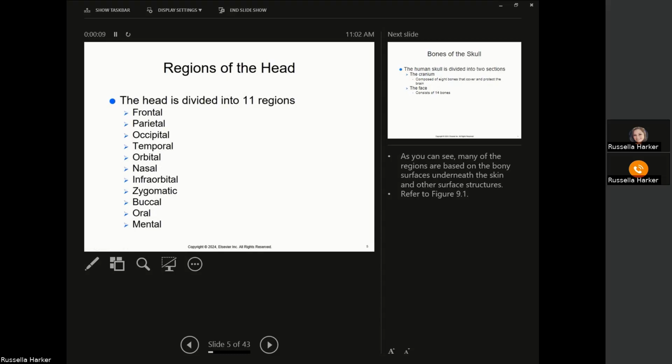Hi, this is the Modern Dental Assisting book, Chapter 9, and we're going to be going over head and neck anatomy. You will have this information again in another module, but this is so that you can help understand the anatomy for dental radiography. So the head is divided up into regions, and it's divided into 11 regions, as you can see here. The frontal, parietal, occipital, temporal, orbital, nasal, infraorbital, zygomatic, buccal, oral, and mental, which we're going to go over each of these individually.